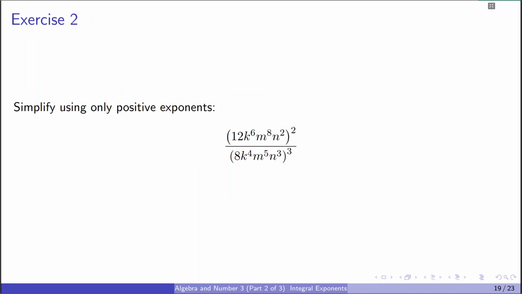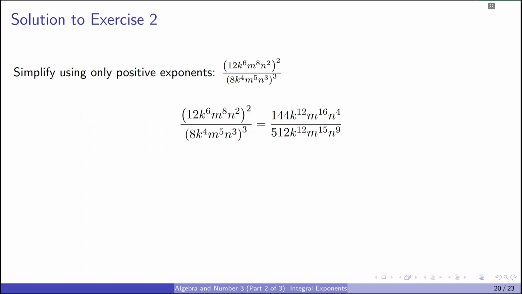All right, now this one we want to simplify. Similar idea, we apply our exponents through right away. So doing that gives us 144 k to the 12, m to the 16, n to the 4, over 512 k to the 12, m to the 15, n to the 9. Our whole numbers will reduce. Our k's will cancel completely. We'll have 1m left in the numerator and 5 in the denominator. And k to the 0, that's just 1.